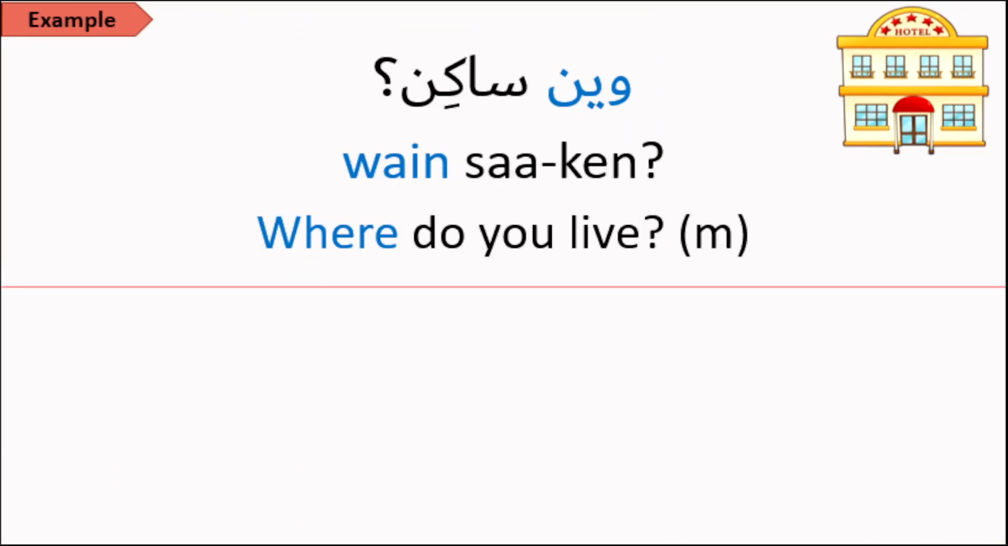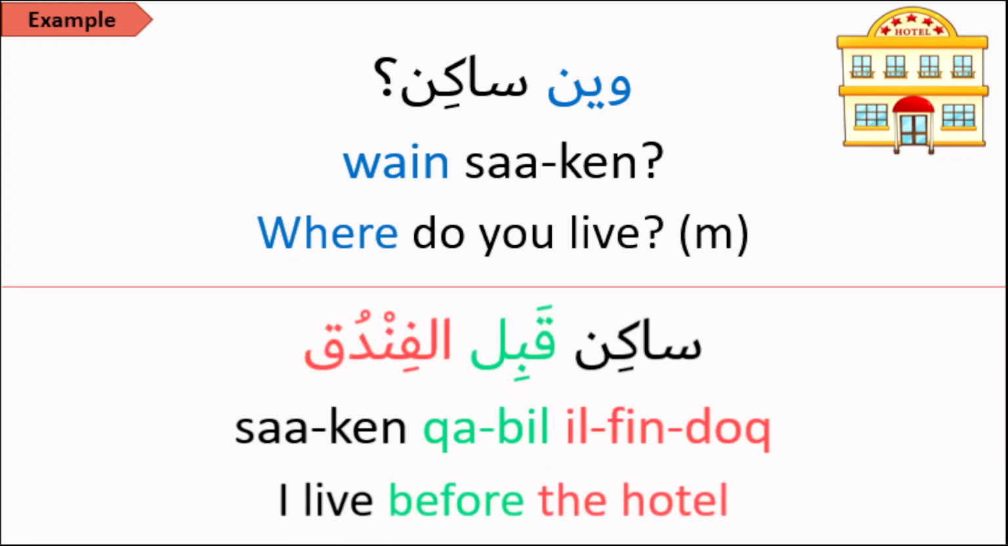Example talking to a man. وين ساكن? Where do you live? The reply is ساكن قبل الفندق. I live before the hotel. Now I will say both of them. وين ساكن؟ ساكن قبل الفندق.